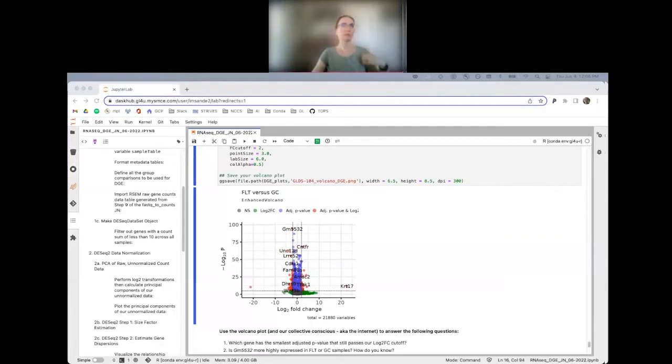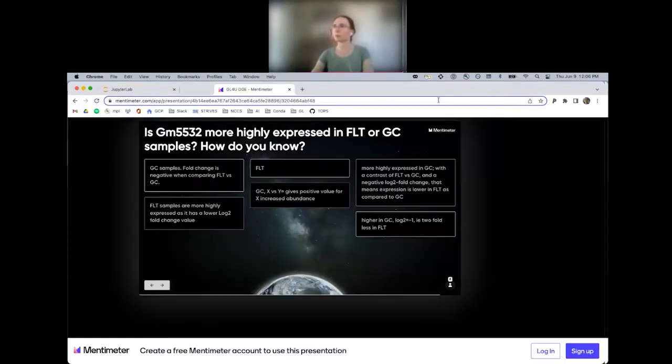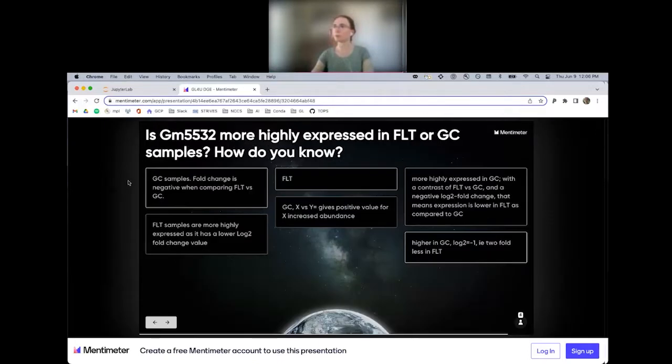All right, I'm going to go ahead and stop the voting. Take a peek here. We've got a few different answers. GC, fold change is negative in comparing flight versus GC. Flight, more highly expressed in GC, with a contrast of flight versus GC and negative log two fold change. That means expression is lower in flight as compared to GC. GC, X versus Y gives positive value for X. Increased abundance, higher in GC, log two equals negative one, i.e. twofold less. Okay, so let's go through this together.